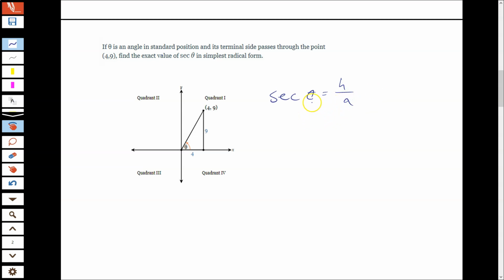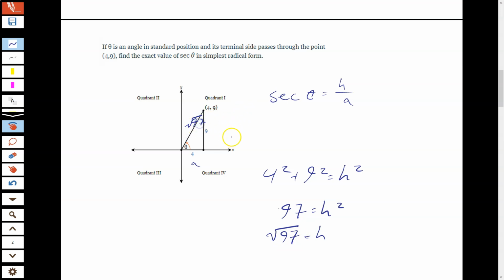Okay, so what we need here is to find the hypotenuse, right? Because if theta is here, we have that adjacent side. So let's go ahead and find that third side. We'll say 4 squared plus 9 squared equals h squared. And that ends up being 16 plus 81 is 97 equals h squared. And then h is going to be the square root of 97. Okay, so that's my hypotenuse.